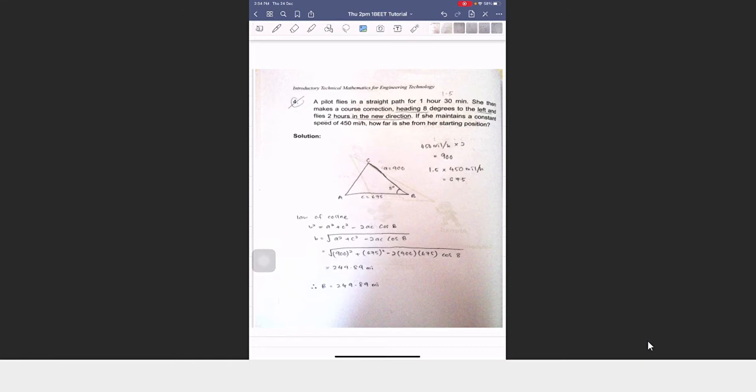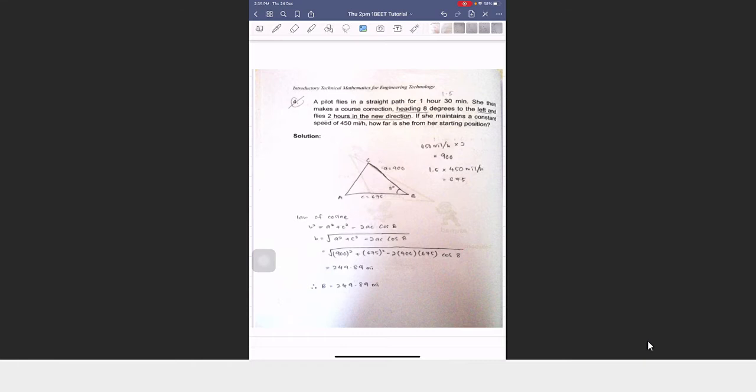A pilot flies a straight path for 1 hour 30 minutes. She then makes a course correction heading 8 degrees to the left and flies 2 hours in the new direction. If she maintains a constant speed of 450 miles per hour, how far is she from her starting position? Okay, so let's look at the diagram and the information.